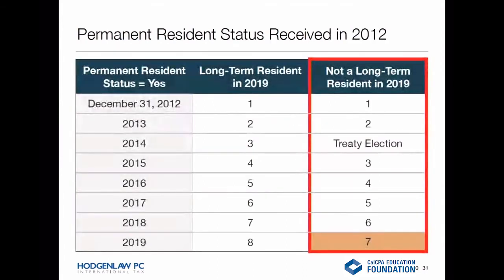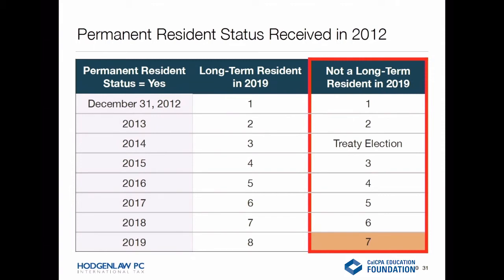So the way this works, I've added another column into the table. And the middle column there shows the same thing as before, long-term resident, starting December 31st, 2012, that's your first year, go all the way through 2019, you get 8 years, you're a long-term resident.